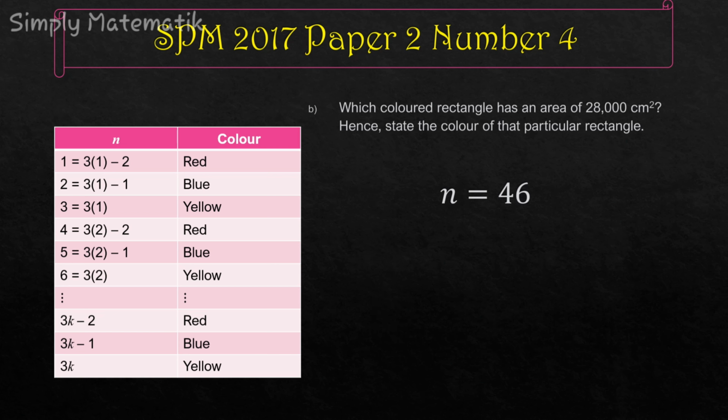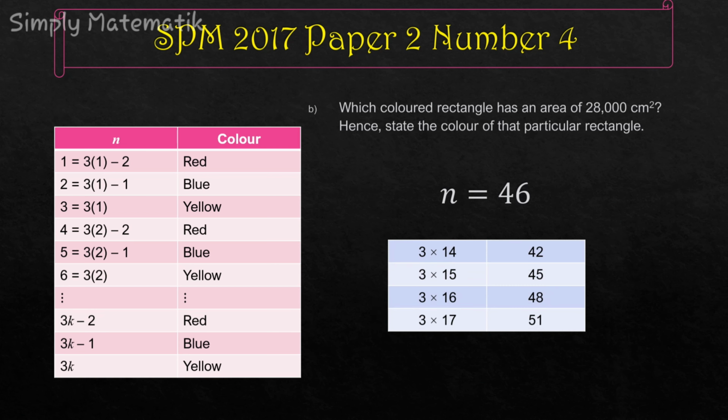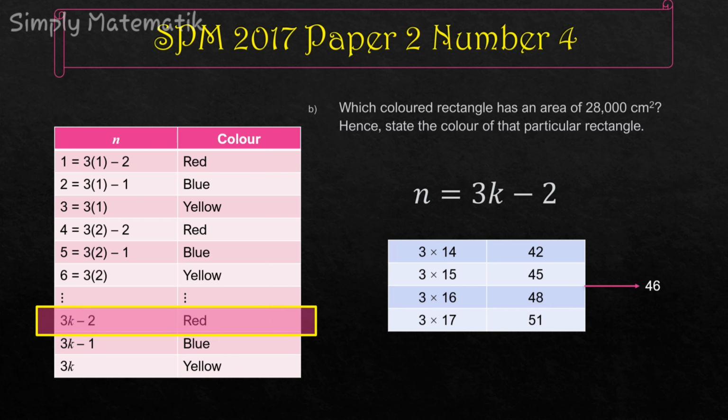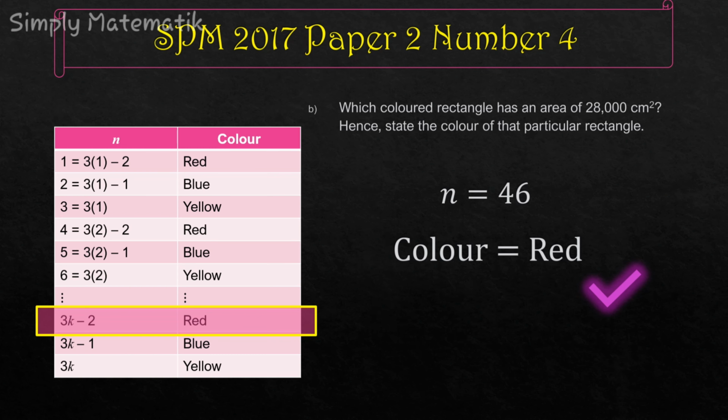Now we need to identify where this 46 is. So we look at the table of 3. We know that 46 is in between 45 and 48. In other words, it is also the same as 48 minus 2. We can also change it to 3 times 16. 16 is that k, because it is an integer. So it follows the pattern of 3k minus 2. So when it is 3k minus 2, the color should be red.